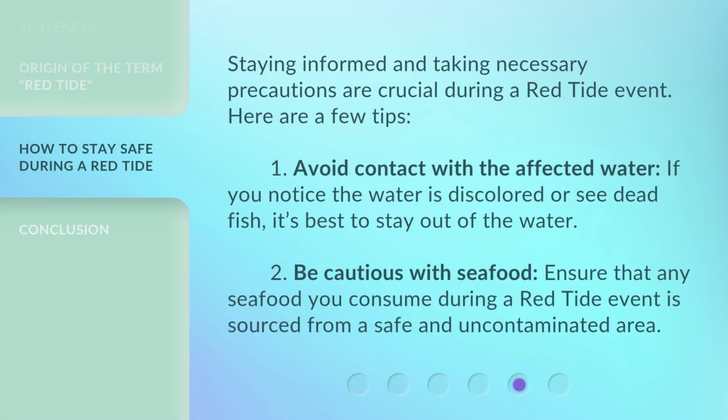Staying informed and taking necessary precautions are crucial during a red tide event. Here are a few tips. 1. Avoid contact with the affected water. If you notice the water is discolored or see dead fish, it's best to stay out of the water. 2. Be cautious with seafood. Ensure that any seafood you consume during a red tide event is sourced from a safe and uncontaminated area.